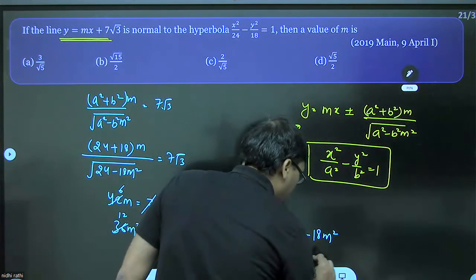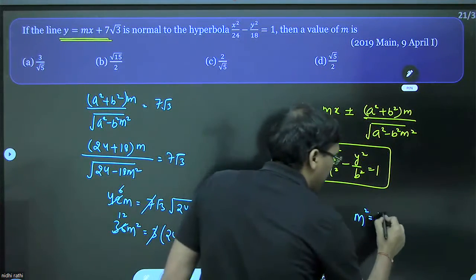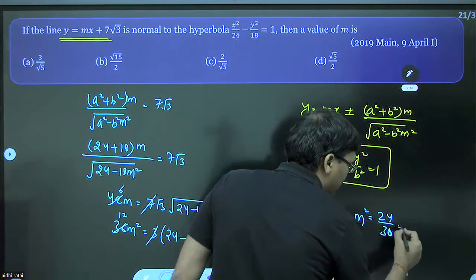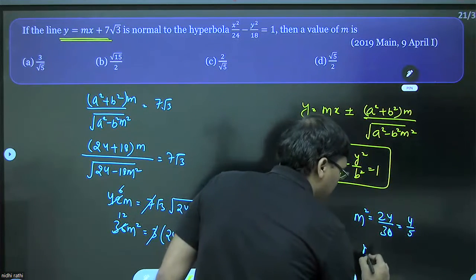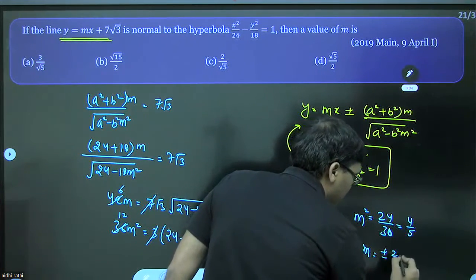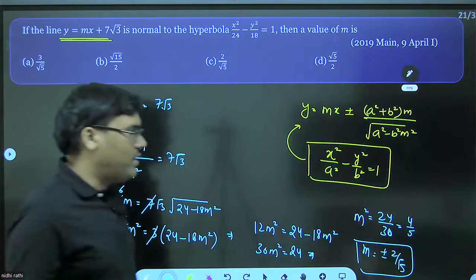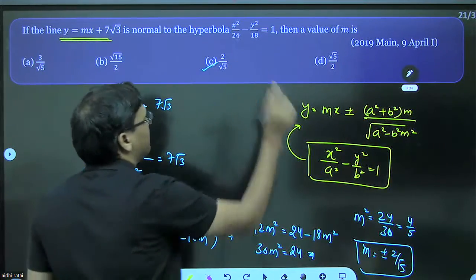So what is the value of m? m² is equal to 24 by 30, which is 4 by 5. So what is the value of m? m can be equal to plus or minus 2 by root 5. We can write this 2 by root 5. So which of the following options is correct? You can say option C is the correct answer.